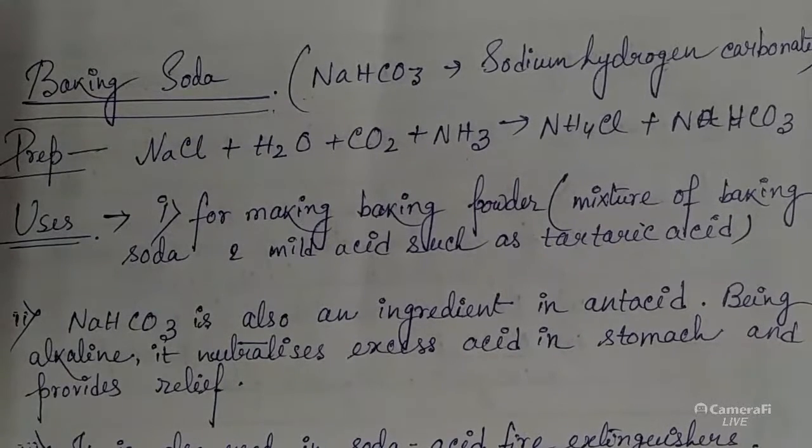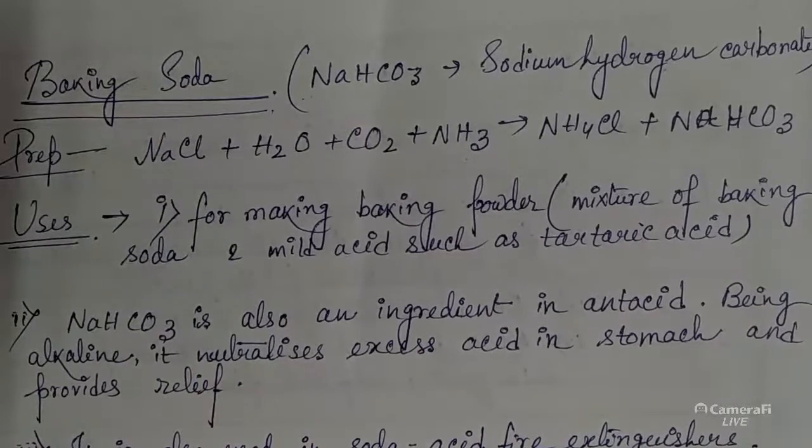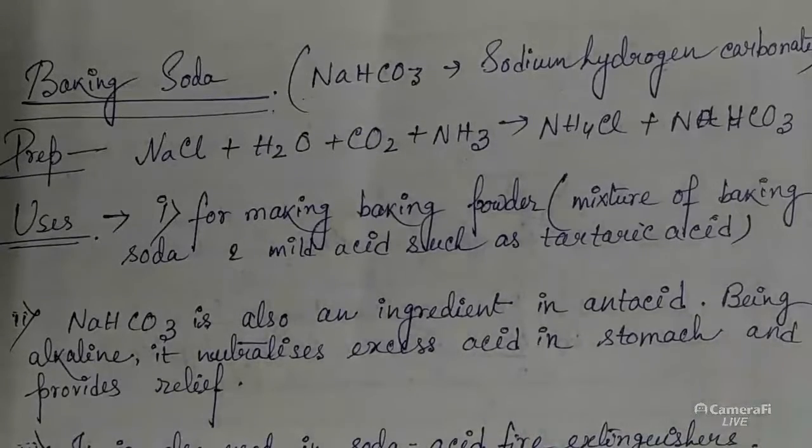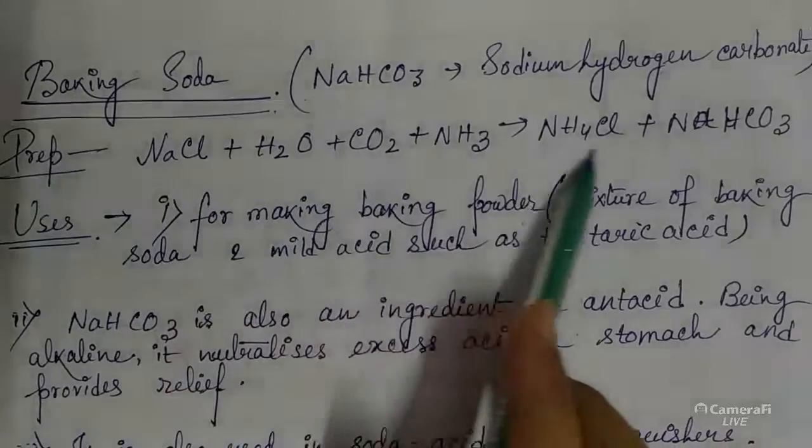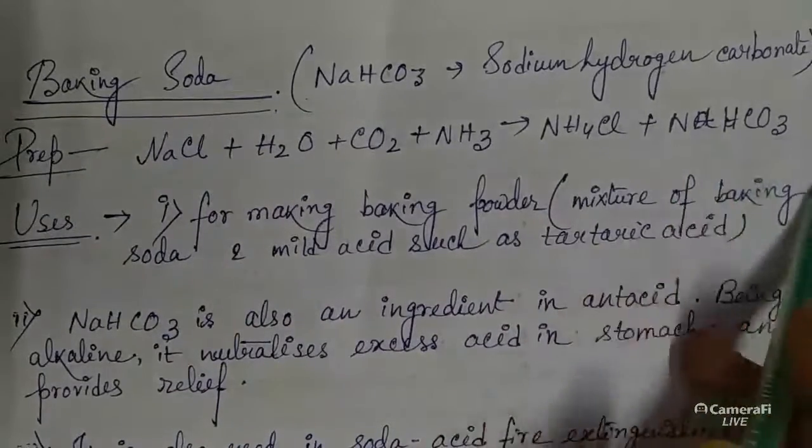So the chemical name you have to know: it is a compound, and the chemical name is sodium hydrogen carbonate, and the formula of baking soda is NaHCO3. It is produced using sodium chloride as one of the raw materials. Understood? So this is the chemical reaction by which baking soda can be prepared.